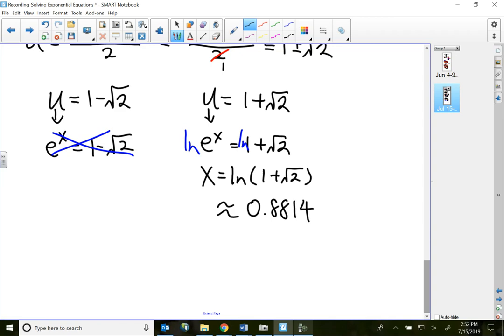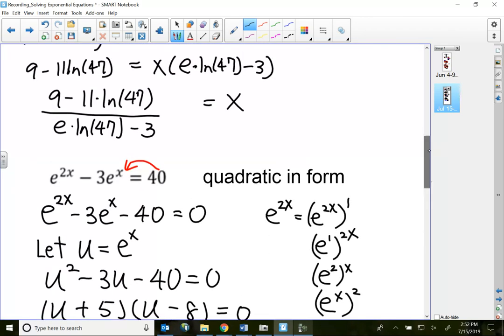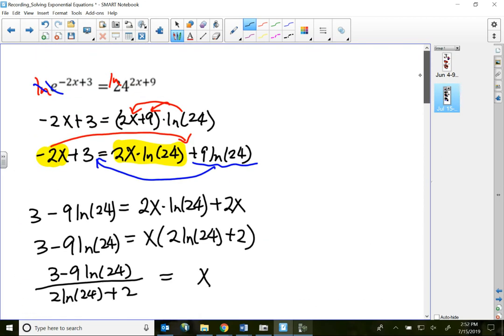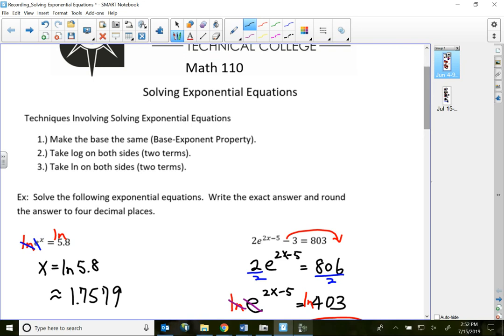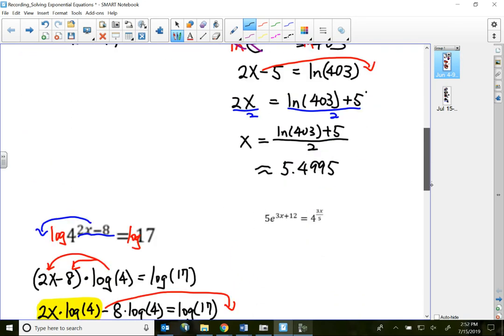All right, so these problems are a little bit more complicated as compared to the basic exponential equations where we could have made the base the same. So if the base cannot be made the same, then we can take a natural log on both sides to cancel out with the e, or take a log on both sides when the bases are not e.